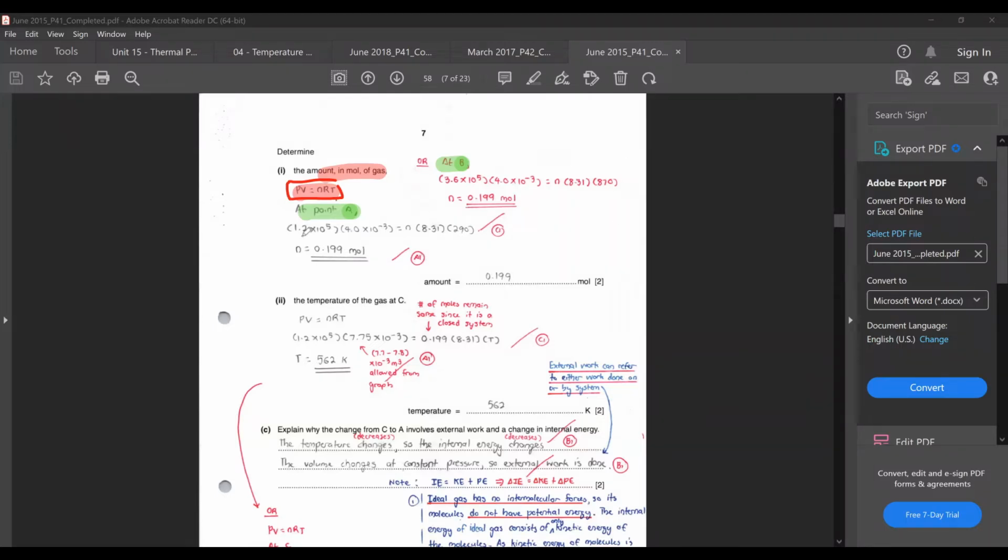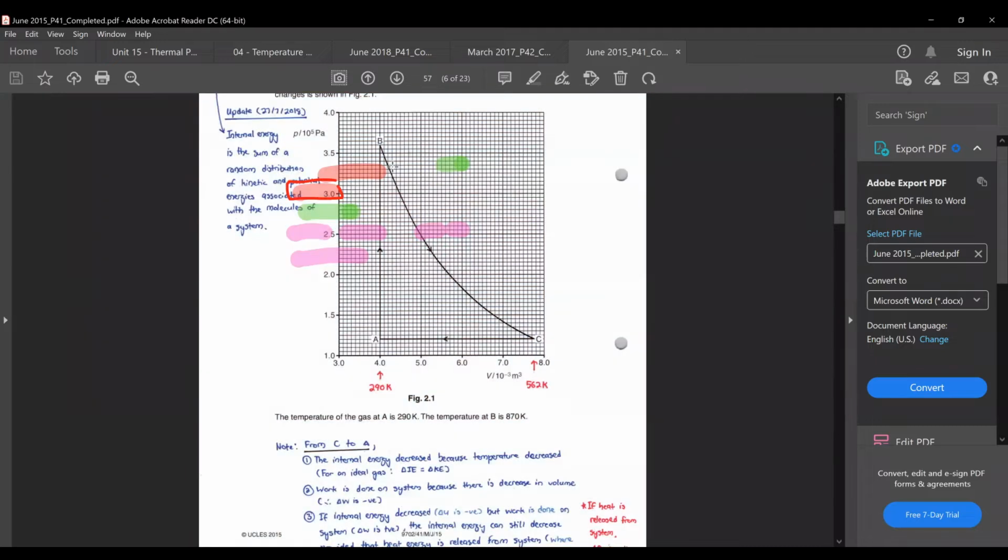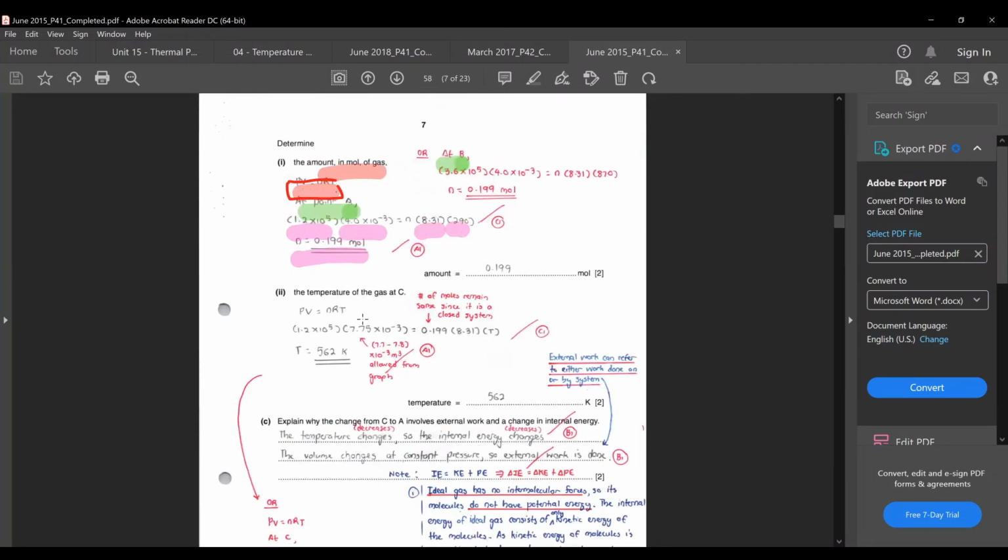So over here, if I'm using point A, I know the pressure is 1.2 times 10 power 5. The volume is 4 times 10 power minus 3 meter cube. The molar gas constant is 8.31. The temperature in Kelvin is 290. So I can easily find the number of moles as 0.199 mole. You can likewise repeat the same thing for point B. I know the values for point A and for point B, so just do whichever you like.